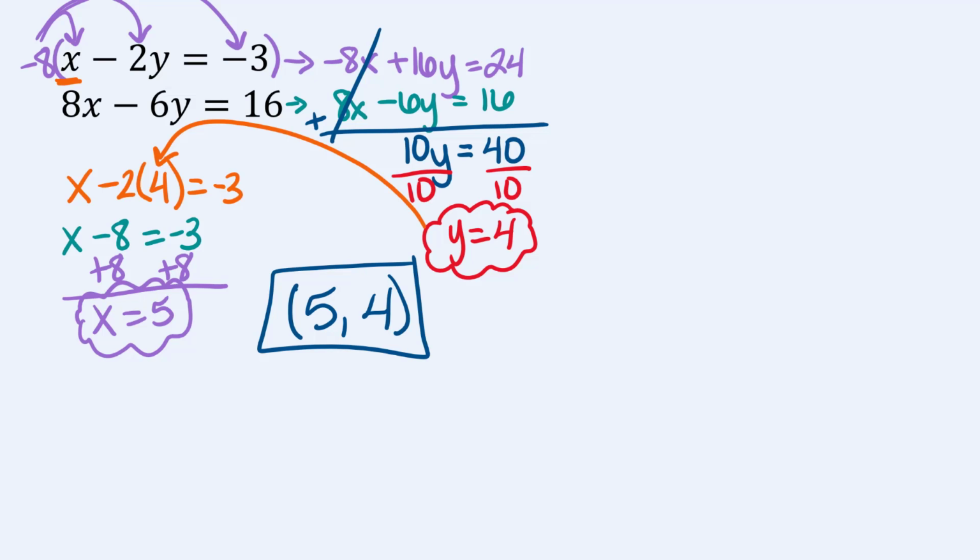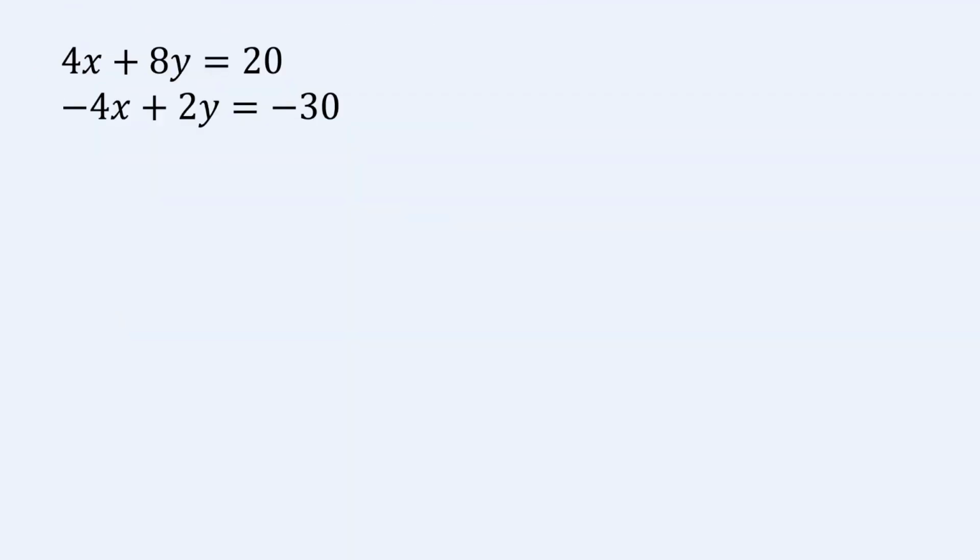All right, let's look at one more. All right, so here we have 4x plus 8y equals 20 and negative 4x plus 2y equals negative 30. And what's really nice here is that my x values are already the same number with opposite signs. So I have no multiplication that I need to do at all. I am just going to go straight for adding them vertically.